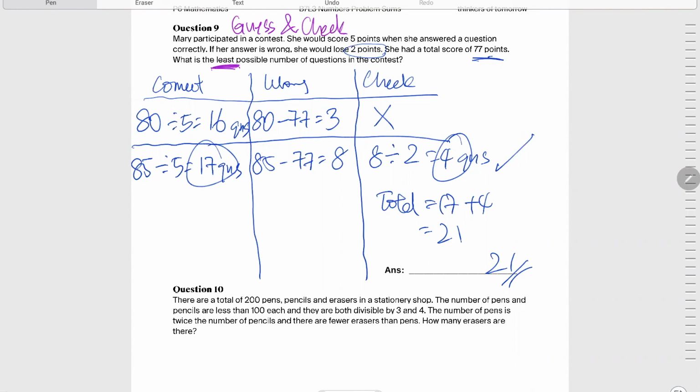Start off with 16 questions, 80 points, minus off the actual, which is 77. 3 points does not make sense. Move on to the next. What is the next highest? 85 points, 17 questions. That means I lose 8 marks. Does it make sense? Yes, because if I divide by 2, I would have lost 4 questions.